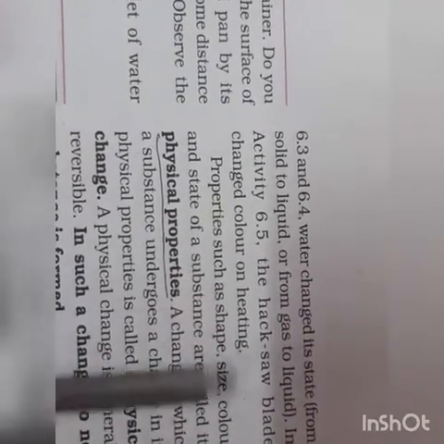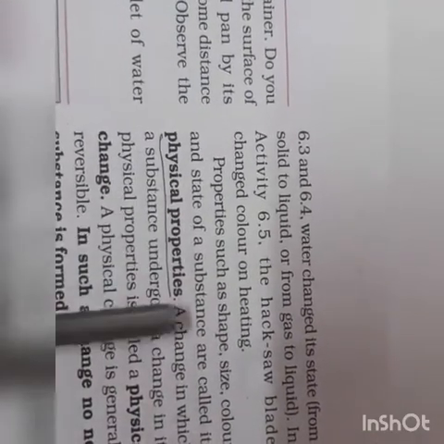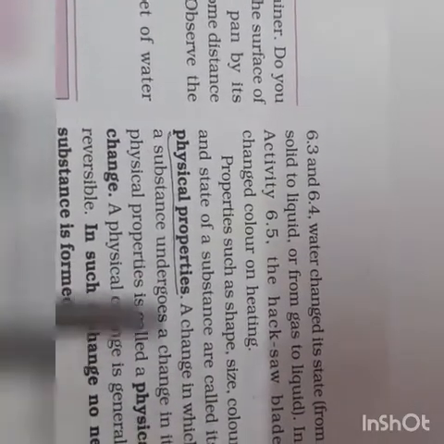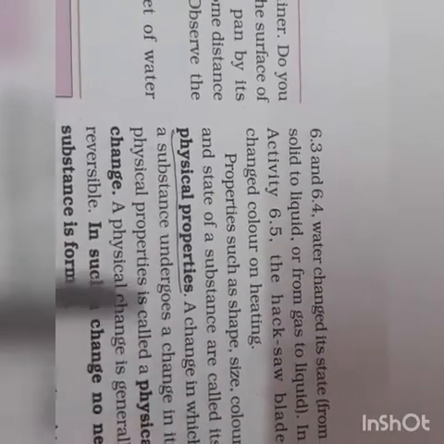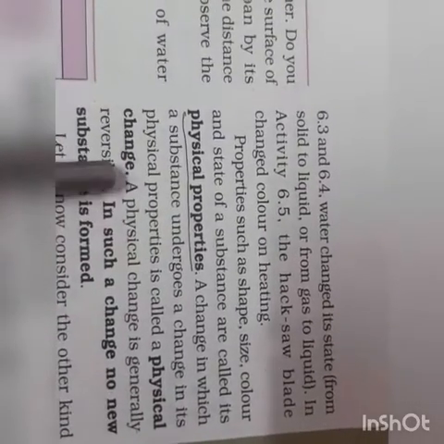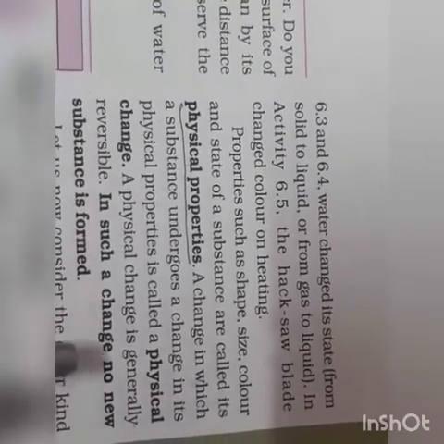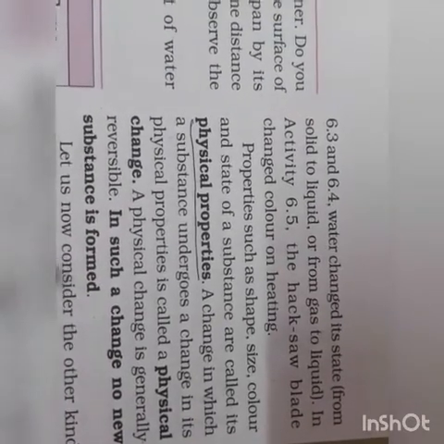Properties such as shape, size, color, and state of substances are called its physical properties. A change in which a substance undergoes a change in its physical property is called a physical change. A physical change is generally reversible. In such a change, no new substance is formed.